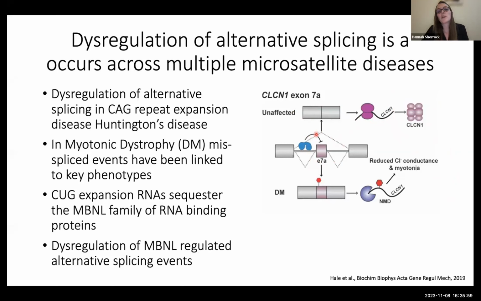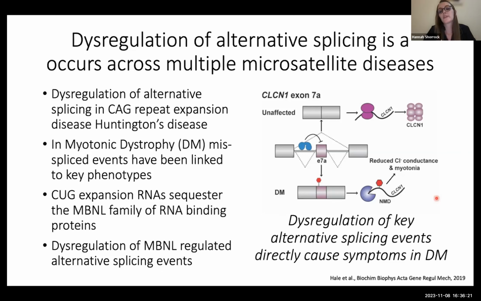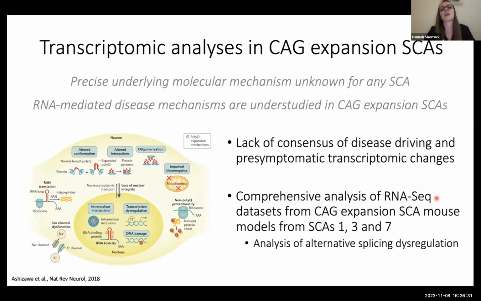When MBNL is not able to perform its alternative splicing regulation in DM, what we see is inclusion of this exon 7A, which has this premature stop codon. And so this leads to nonsense-mediated decay, which leads to a reduction in chloride ion channel conductance and the hallmark myotonia that's characteristic of myotonic dystrophy. And so this is a really nice, clear example that dysregulation of key alternative splicing events can directly cause symptoms in myotonic dystrophy. And so this is a very different landscape from what we know for the CAG expansion SCAs.